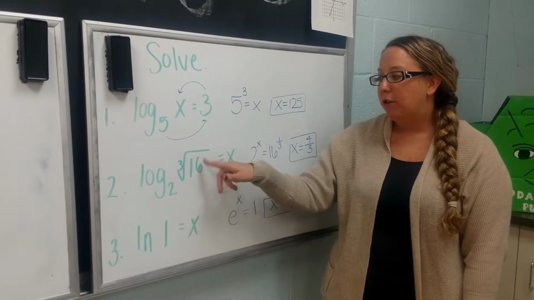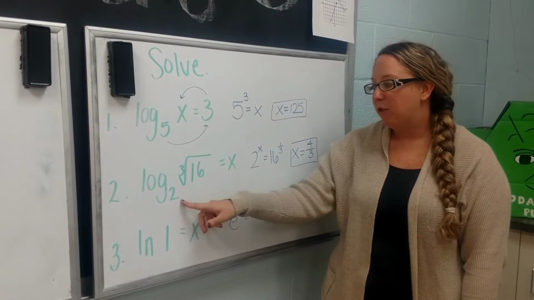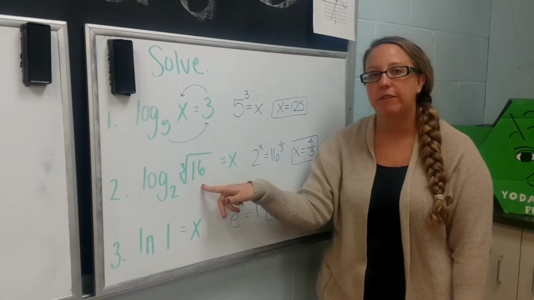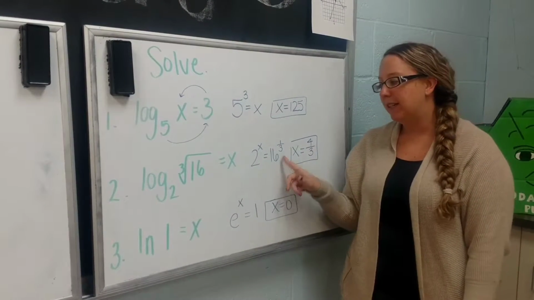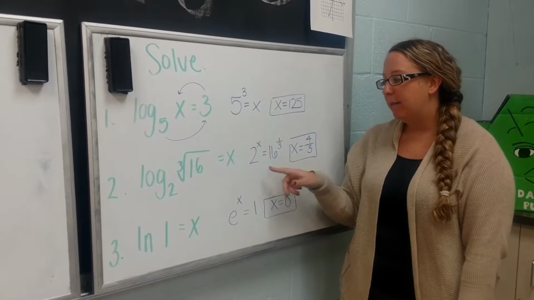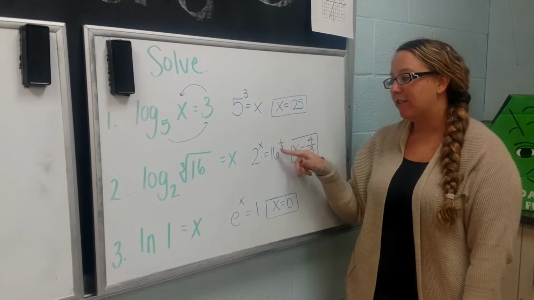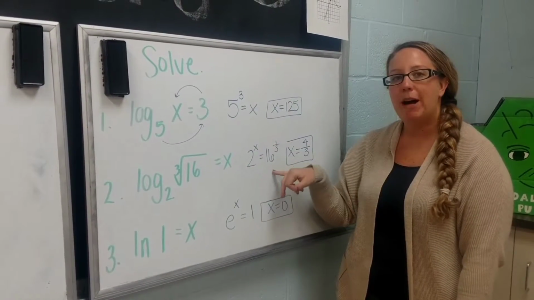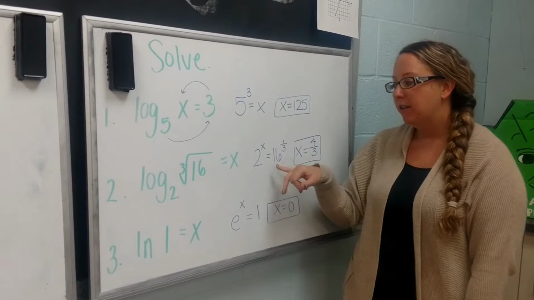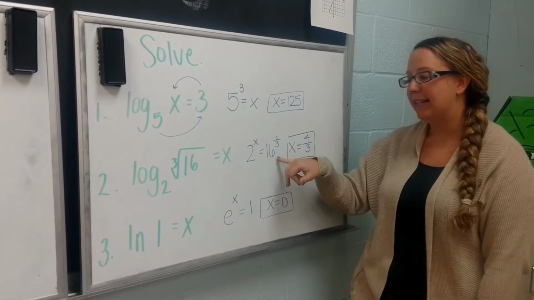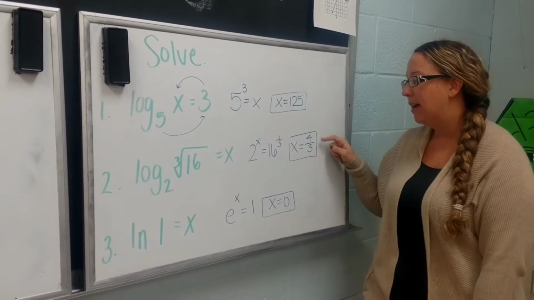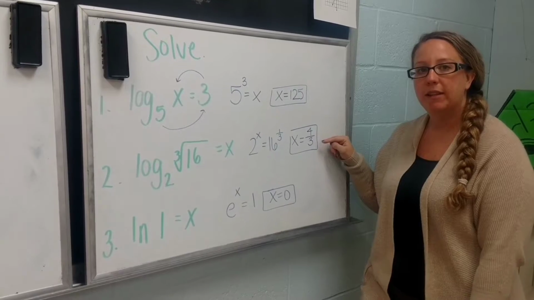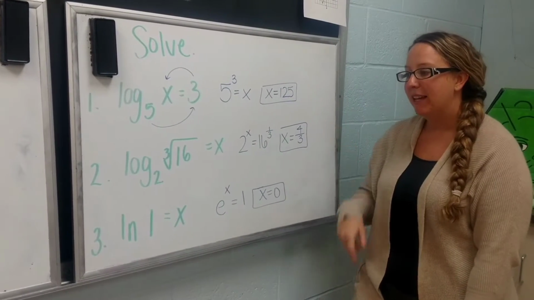Log base 2 of the cubed root of 16 equals x. I have 2 to the x equals the cubed root of 16. And I wrote the cubed root of 16 as 16 to the 1/3. Because now I know my answer is going to be a fraction over 3 because of my 1/3. And I have to think of 2 to the what power is going to give me 16. So I know 2 to the 4th gives me that 16, but because it's in the cubed root, I need 4 over 3 to take care of every piece of that.